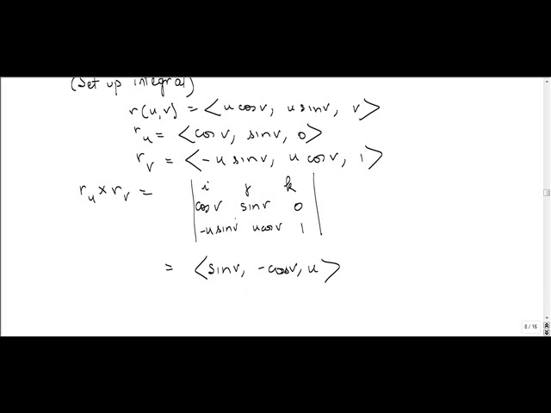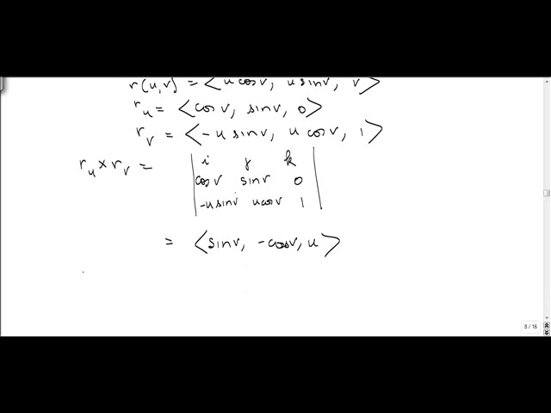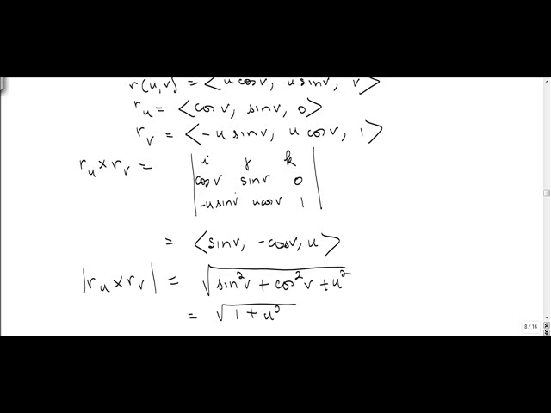Now look at the formula. The next thing we need to find is the length of this vector, the length of what we just got. Remember how you find the length of a vector? You haven't done that in a while, so tell me. Square root of sine squared v plus cosine squared v plus u squared, which works out to be square root of 1 plus u squared.